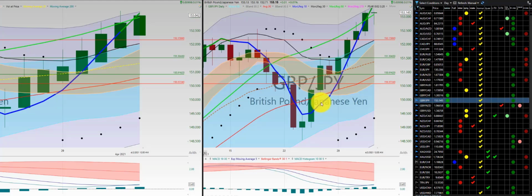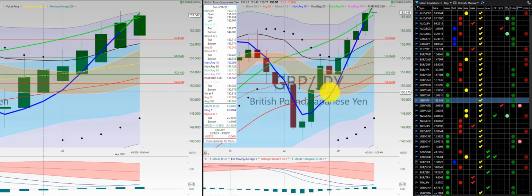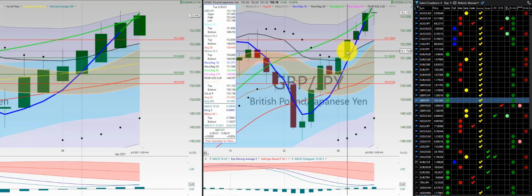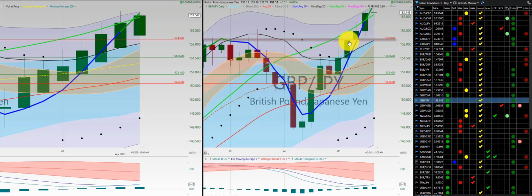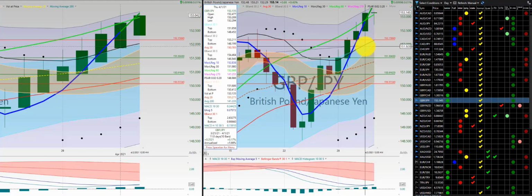British pound Japanese yen, wonderful trade here. Had my stop here at the low of the Heikin-Ashi, but here, now it started going below the RL10 for a nice 1, 2, 3 punch out. Did not stay in it as it continued to go up. This was a pretty significant dip for emerging dragon, but as you can see, nice emerging dragon in the end.